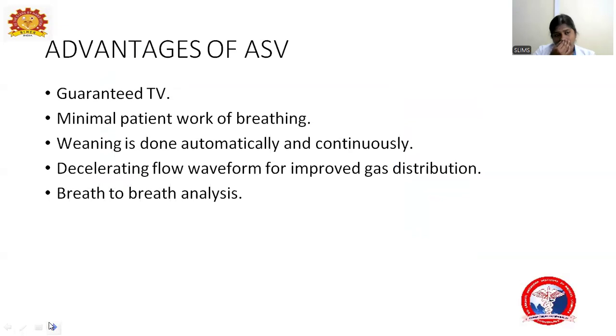So what are the advantages of ASV? It provides you the guaranteed tidal volume and minimal patient work of breathing. Weaning is done automatically and continuously. There will be gradual weaning. Decelerating flow for improved gas distribution, and there is a breath-to-breath analysis.